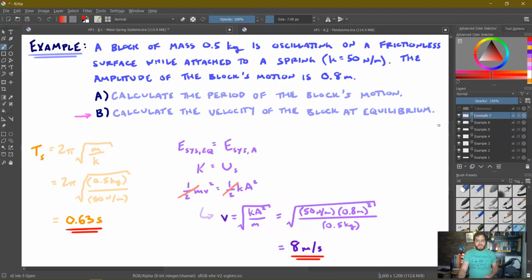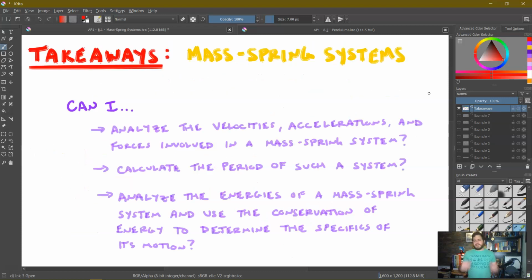And if I stick that in my calculator, I get that at equilibrium, the block will be moving at 8 meters per second. And in fact, that will be its maximum velocity, because that's the point where it has the maximum kinetic energy. Alright, so that concludes our lesson on mass spring systems, and what are the main takeaways?